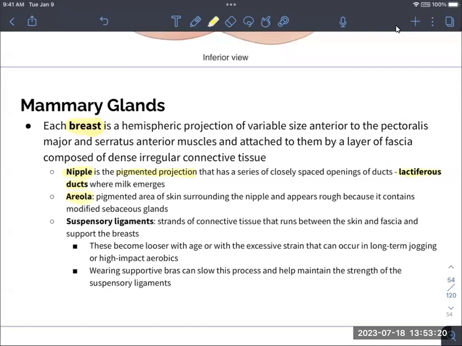The areola is that pigmented area that's around the nipple. This is mostly sebaceous glands through here. We have suspensory ligaments. This is connective tissue between the skin and fascia, and it helps to support the breasts. With age, they become looser. With excessive strain, they become looser. High impact exercises without support. This is where supportive bras can help with maintaining the tautness of these suspensory ligaments longer.